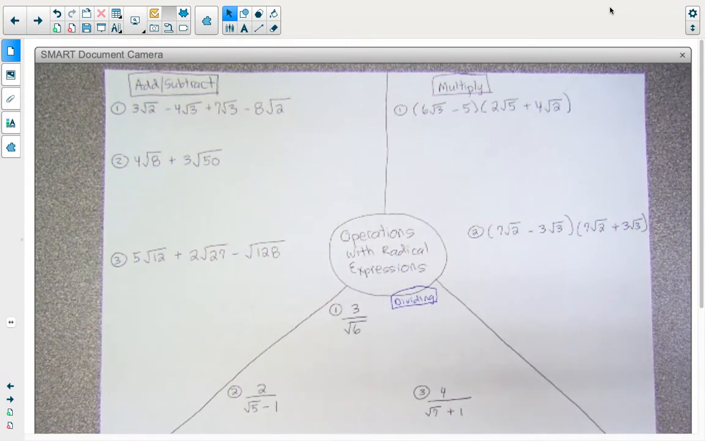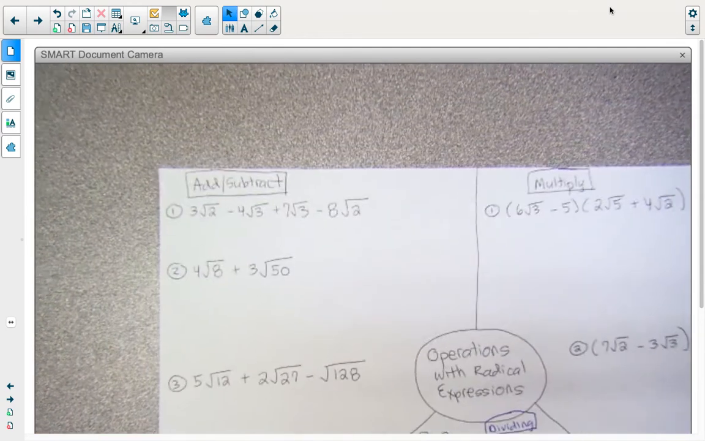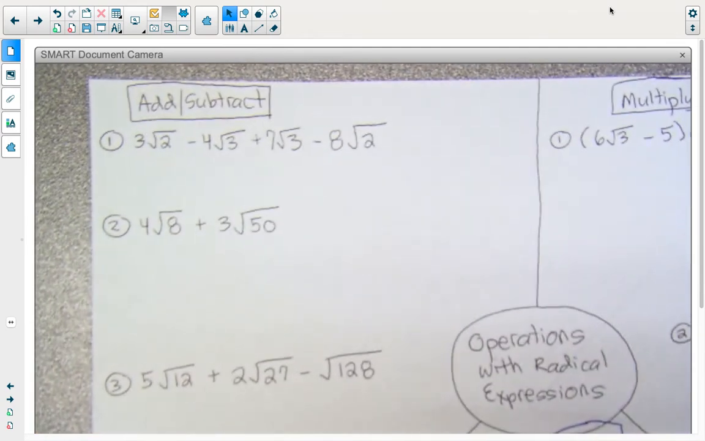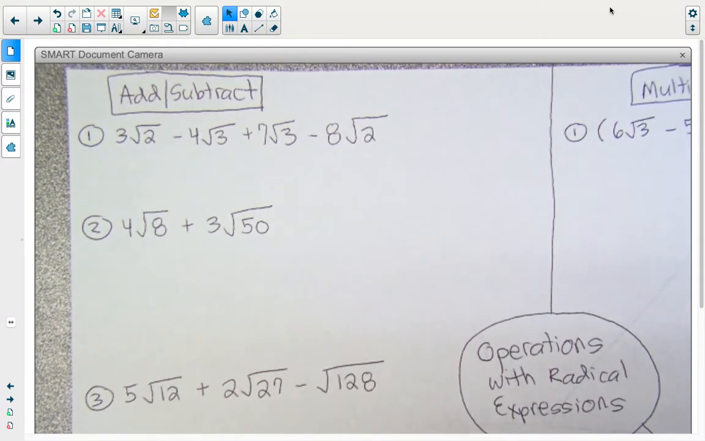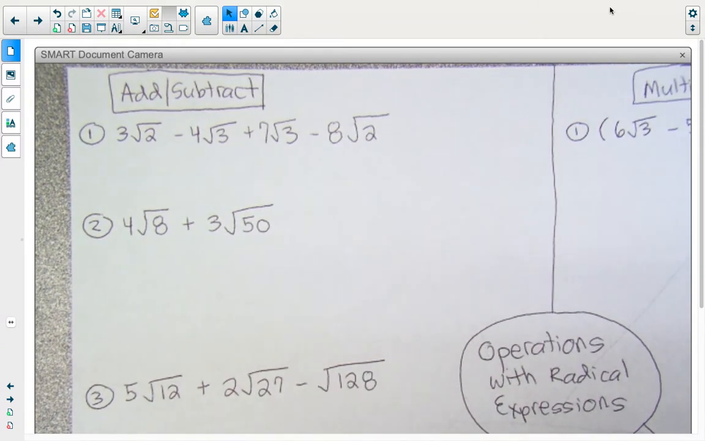So again, operations with radicals. We know how to simplify. We know how to do a factor tree and all that good stuff. But today I'm going to show you how to add, subtract, multiply, and divide. So I'm going to go ahead and get started on adding and subtracting. If you don't have enough space on the front side of your paper, you can just write on the back of your little chart that we're making here, or on a totally separate sheet of paper altogether.